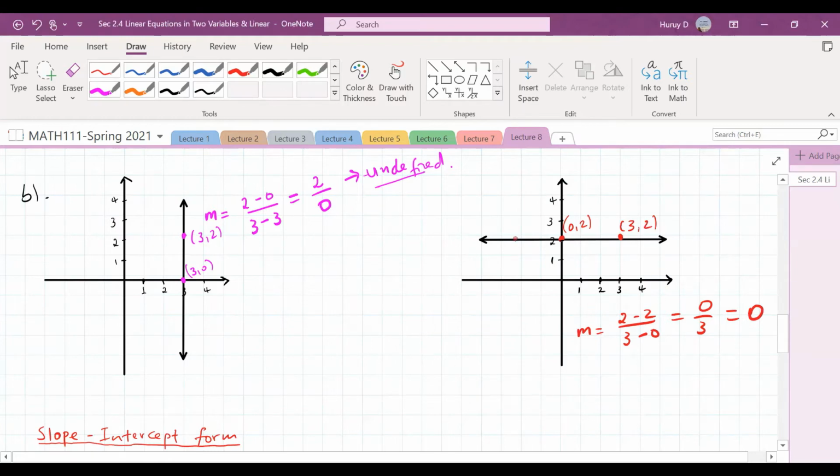Okay, so these are two special lines with known slope. One is undefined. When the slope is undefined, it's a vertical line. And when the slope is 0, it's a horizontal line, parallel to the x-axis. And the vertical line is parallel to the y-axis.